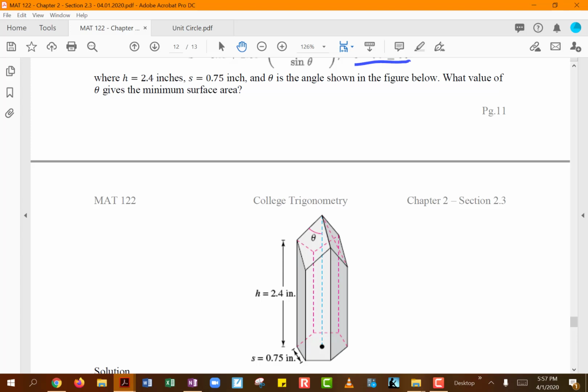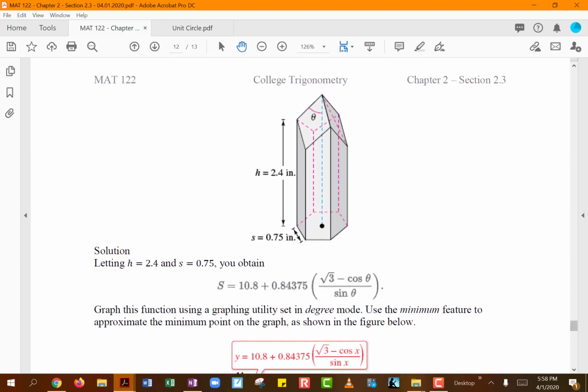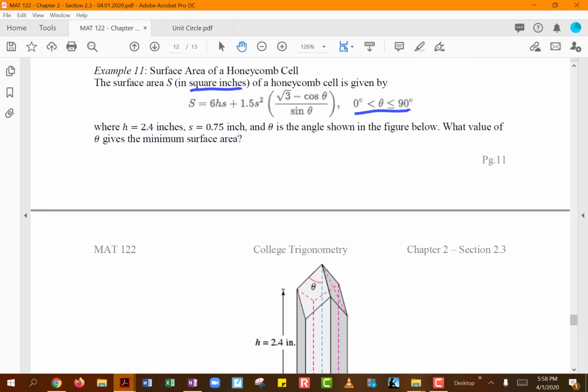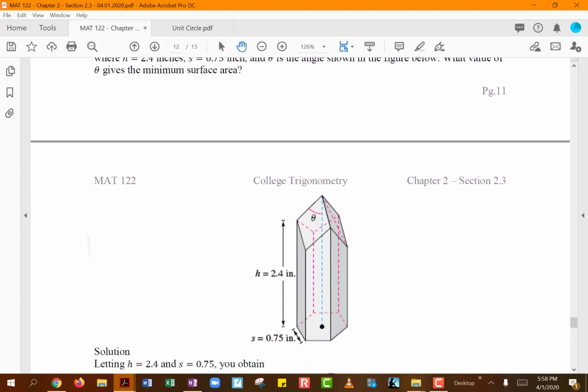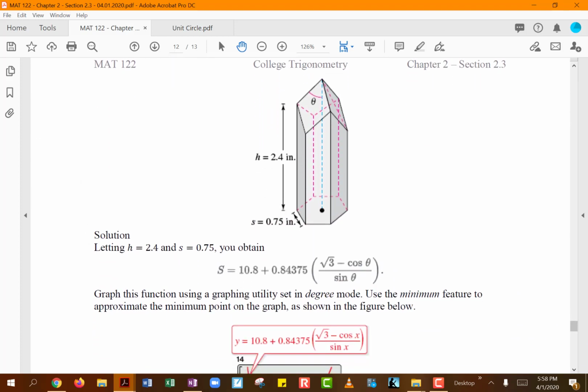They just want to know what should be the value of theta that you get the minimum surface area for this honeycomb cell. So this is actually kind of looking at the maximum and minimum values that we had again seen in college algebra and using that same concept here. So you will see we go ahead and put these values for H and S in our equation, and then we basically have to figure out what the value of theta is going to be.